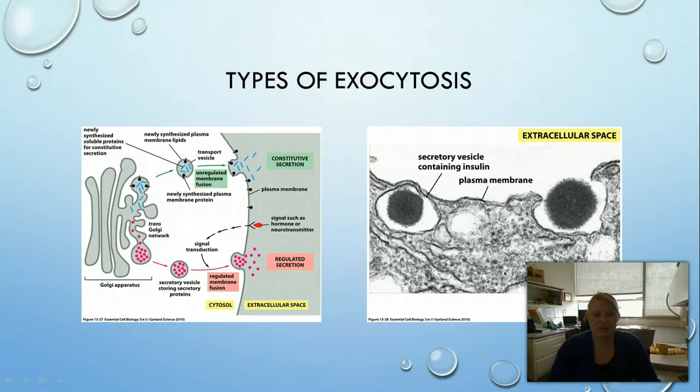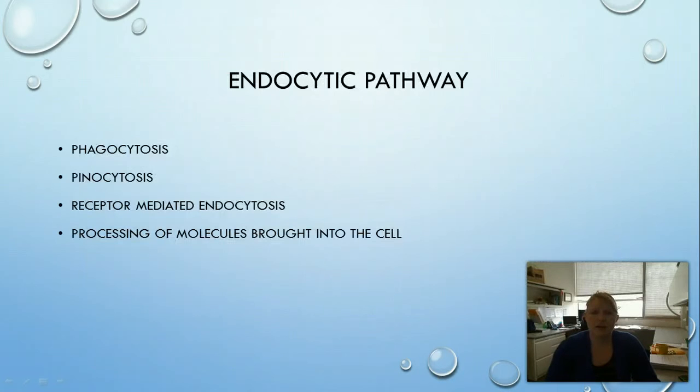And it just depends on what the content is of the cell, or of the vesicle, and what its purpose is as to which one of these pathways it is going to undergo. So now let's talk about the endocytic pathway. We have three main types. We have phagocytosis, pinocytosis, and receptor-mediated endocytosis.